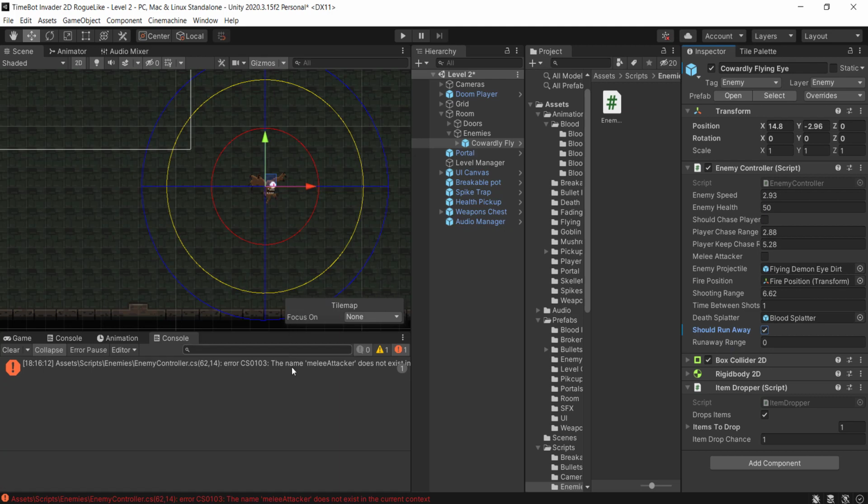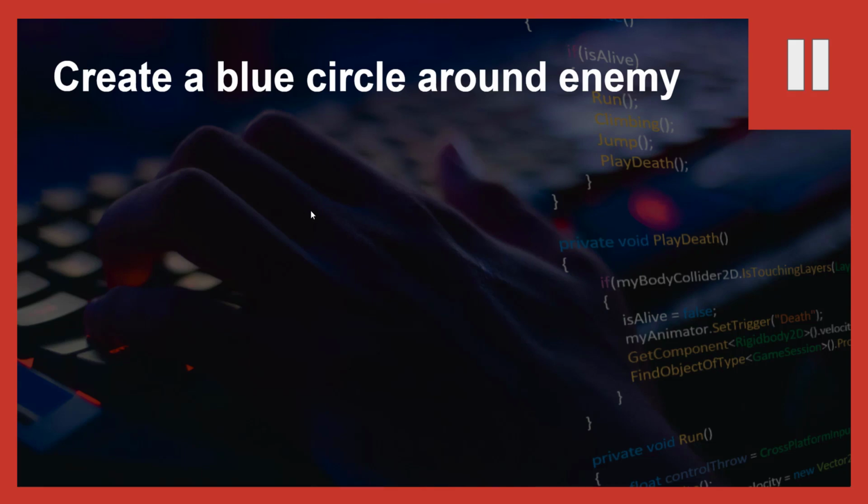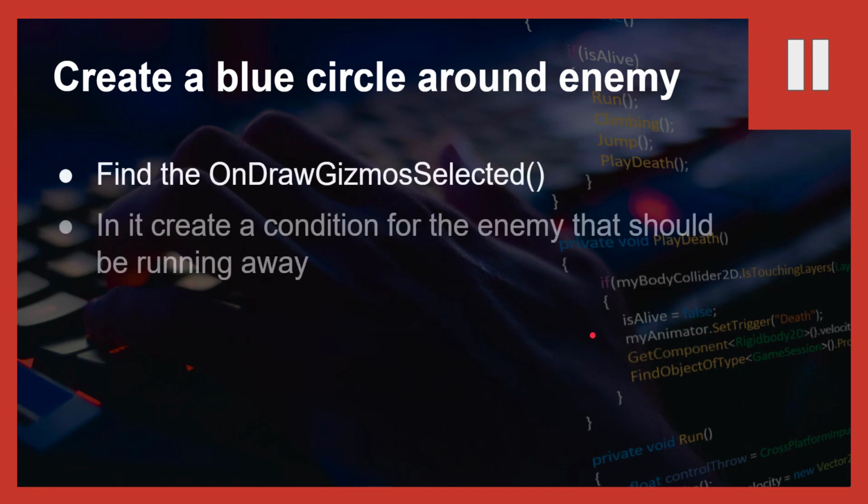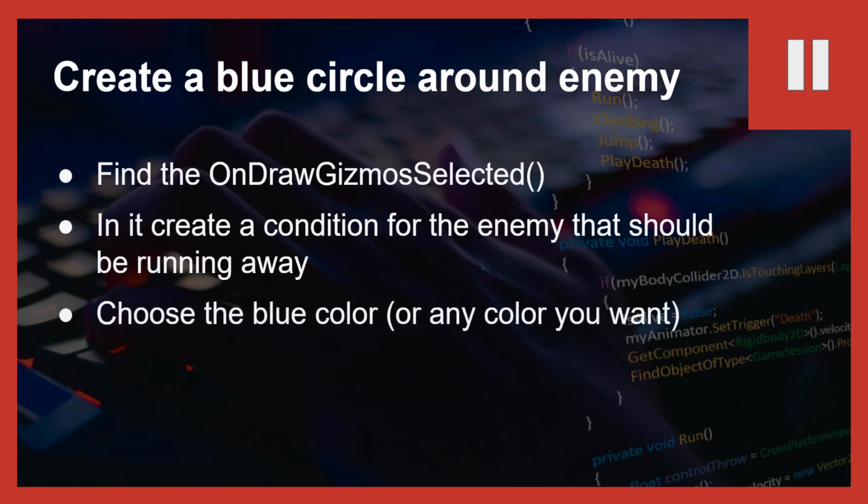Well, I'm going to issue you a challenge so that we know what the runaway range is, and that is to create a blue circle around the enemy, or whatever you want. So find the OnDrawGizmos. In it, create a condition for the enemy that should be running away, and choose the blue color or any color that you want. And draw obviously a sphere, and as an extra challenge, make sure that we do not draw any unnecessary circles. So create also a condition for the chase range, for example. We don't want to see it if we are not chasing the player. So with that said, pause the video right now and go do the challenge.